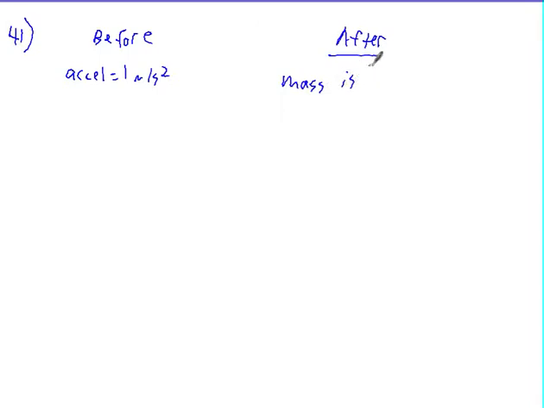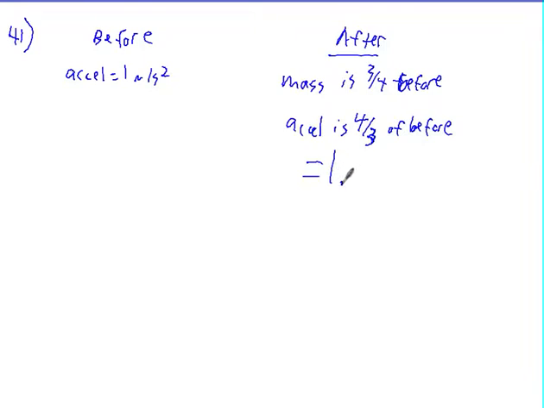This mass is 3/4 from before. So, according to the inversely proportional principle we've learned, acceleration is 4/3 of before. So it equals 1.3 repeating meters per second squared.